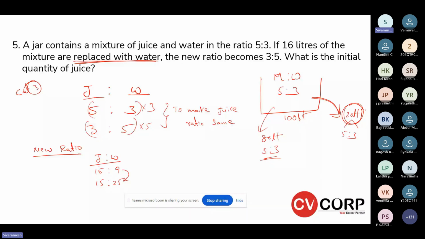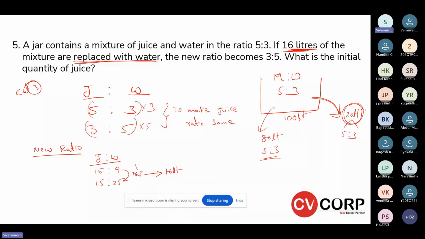Now the juice quantity remains constant. How much quantity of water is added here? Obviously it is 16 parts. Can I say that the reason for the increase of 16 parts is that we are replacing 16 liters with water? So 16 liters of water. Now 16 parts is 16 liters, so one part will be 1 liter.